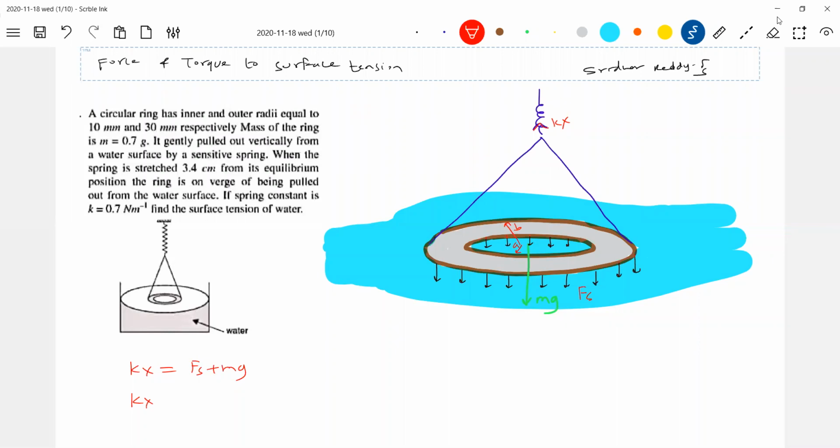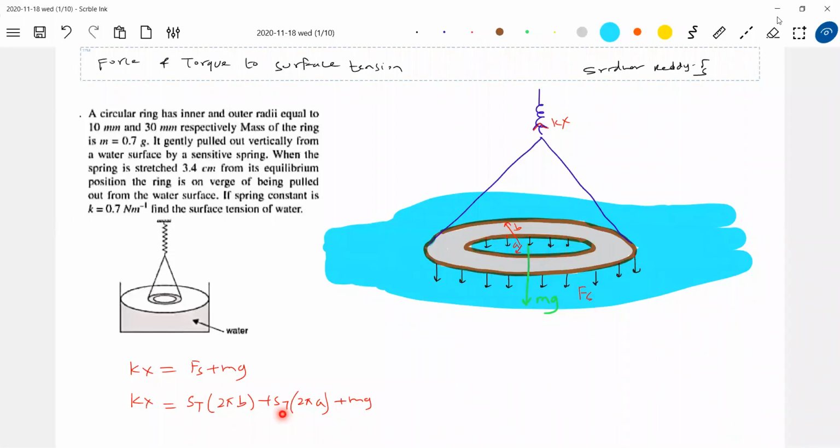He has given the elongation, spring constant, everything. Force due to surface tension, how to calculate? Surface tension into length. Length will be how much? 2 pi B, so surface tension into 2 pi B. The only thing is, please do understand, surface tension is not a point force. It will act at all points, so going around 2 pi B, surface tension into 2 pi B will be the force due to surface tension. On the inner ring also.